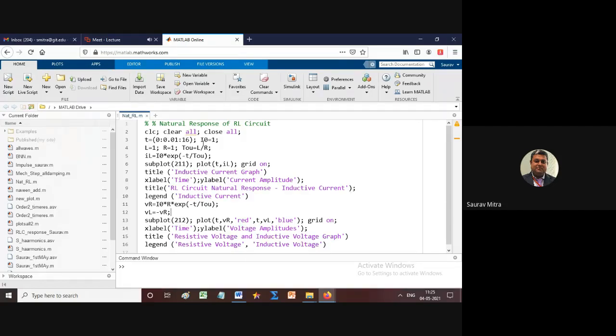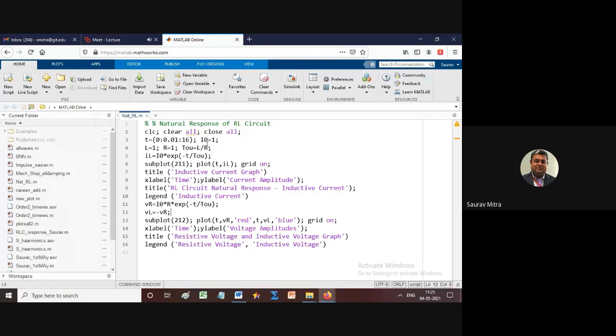Now t is equal to 0 to 0.01 to 16. So this is the sampling time I have taken, and I0 is equal to 1. I0 is the initial current. I0 I have taken as 1.